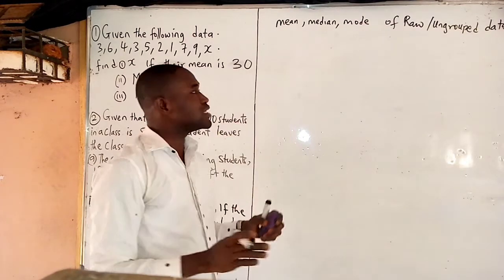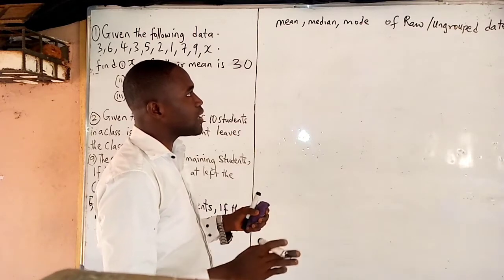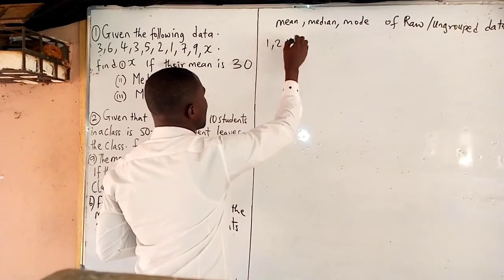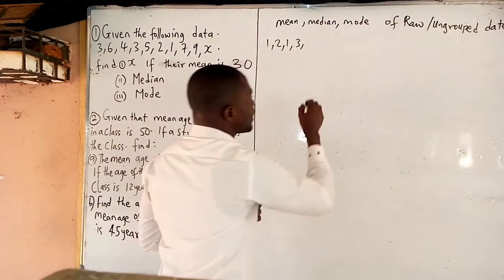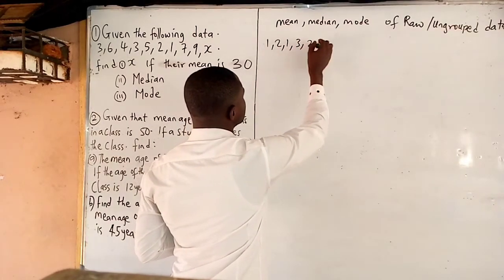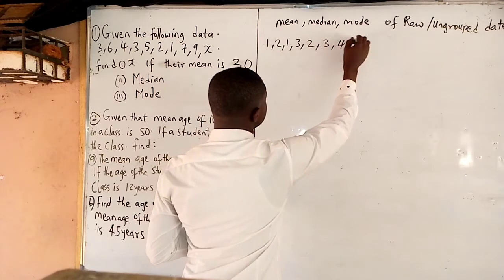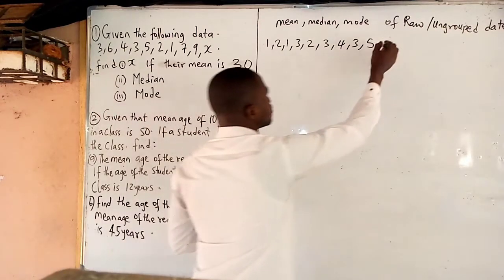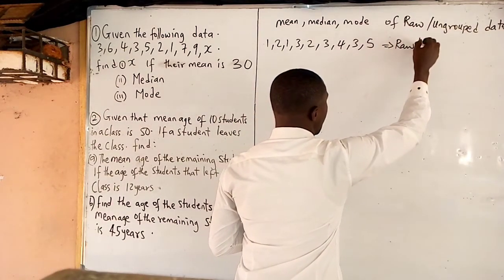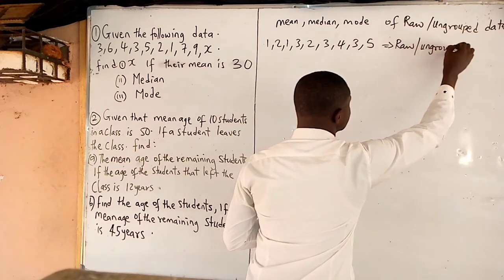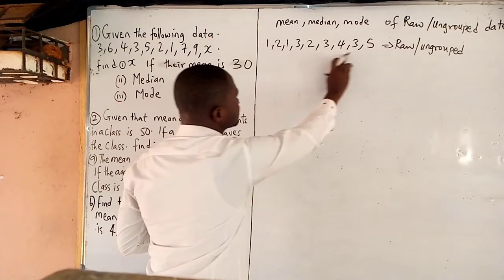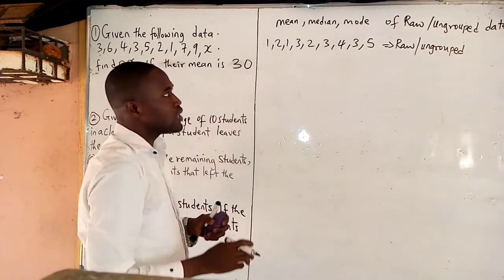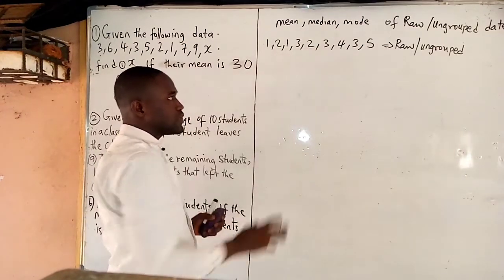This is when the data is listed out one after the other using commas to separate one from another. Take for instance, when you have 1, 2, 1, 3, 1, 2, 1, 3, 1, 2, 1, 3, 2, 3, 4, 3, 5. This type of data is said to be a raw data. Why do we say it is raw or ungrouped data? It's because the data are listed out using commas to separate one from another. Now, this is a typical example of raw or ungrouped data.